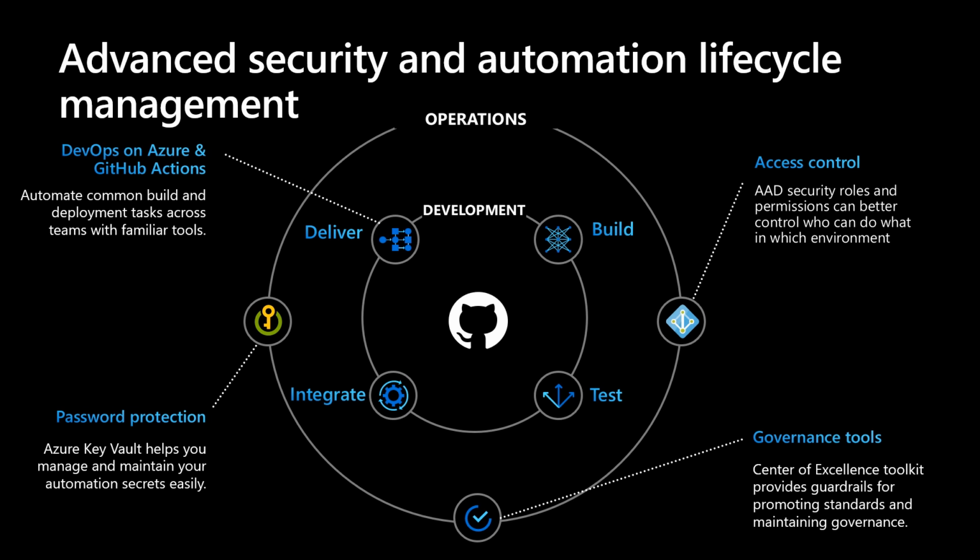Use security services from Azure to seamlessly protect and control your automations running across Power Apps, Power Automate, and Azure. For example, built-in security roles and permissions using Microsoft Dataverse and Azure Active Directory allow for better control of who can do what in which environment. Azure Key Vault helps provision, encrypt, decrypt, and maintain your automation secrets easily. The Center of Excellence Toolkit provides built-in guardrails to enforce and audit policies seamlessly, promoting standards, consistencies, and governance across teams and automations.